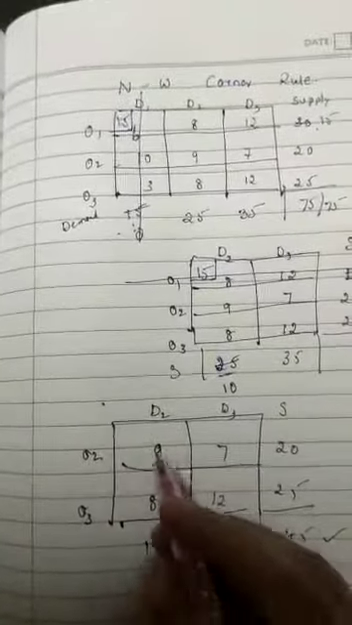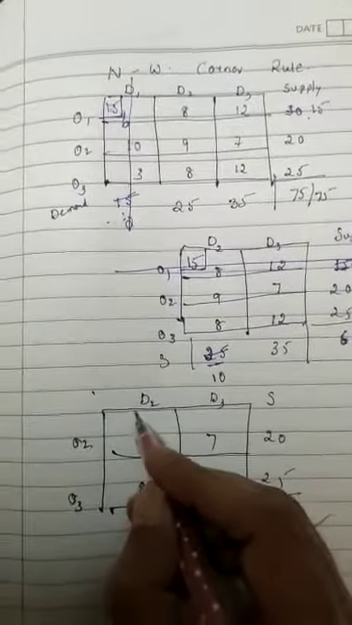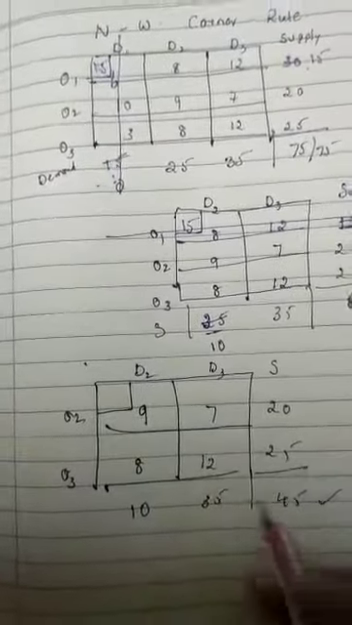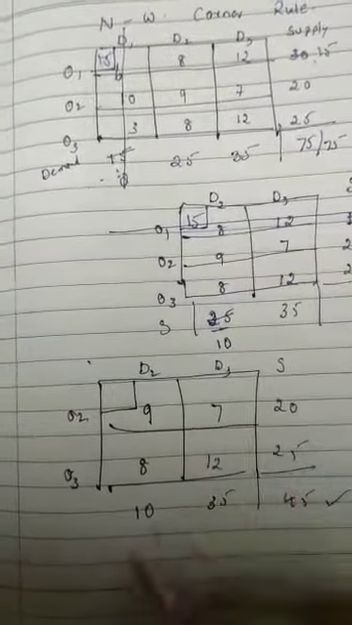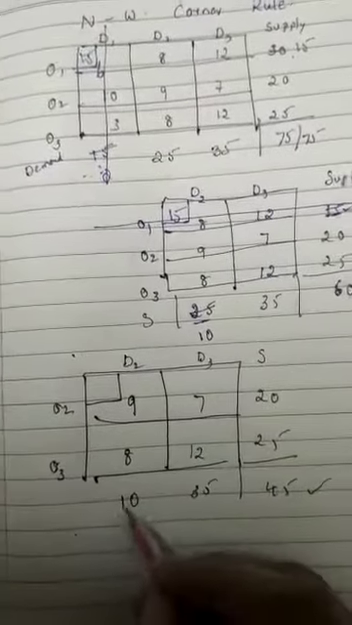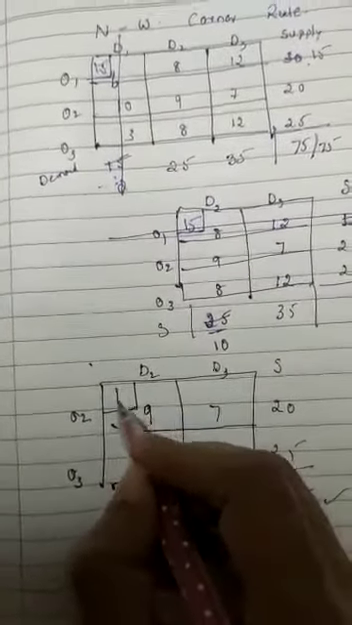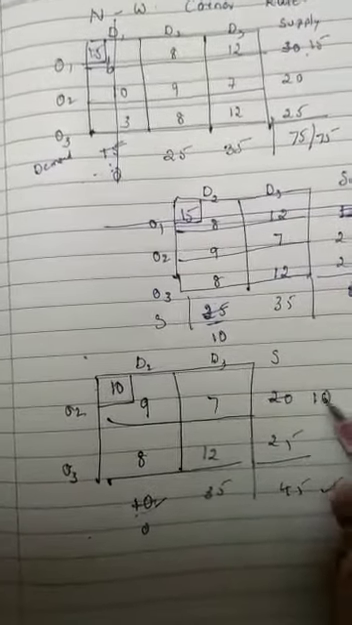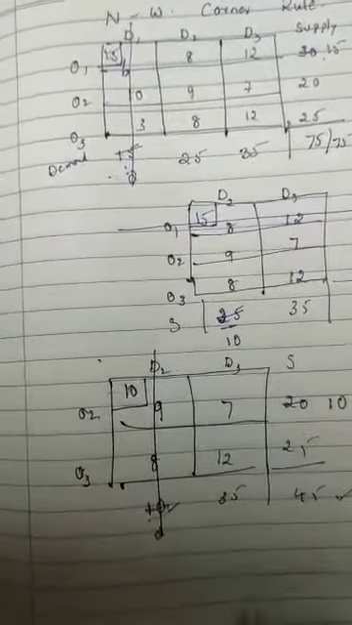Northwest means the left hand side first corner. Take the supply and demand: the supply is 20 and the demand is 10. What is the minimum here? 10, so choose 10 here. 10 minus 10 is 0, and 20 minus 10 is 10. Delete D2, destination 2.